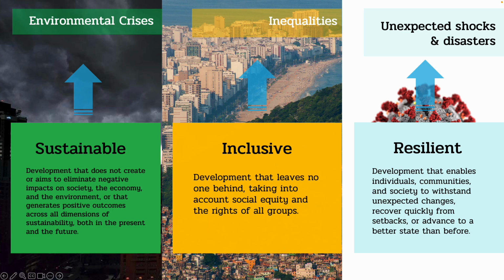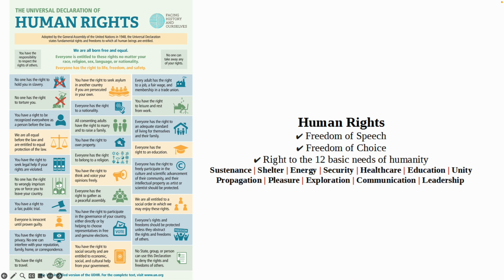So we need to be sustainable to make sure that we don't cause any trouble, especially environmental trouble. We need to be inclusive to make sure that we don't exacerbate inequalities and on the way also solve the inequality. And we need resilient development because we know that we have to deal with unexpected shocks and disasters in the future. These are the three characteristics of development that we need in addition to or replacing the growth-led development that we used to have. And we need these three characteristics to make sure that everyone in the world has a good life with dignity in accordance with the Universal Declaration of Human Rights.